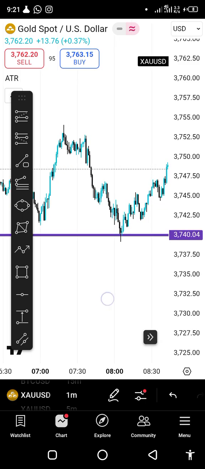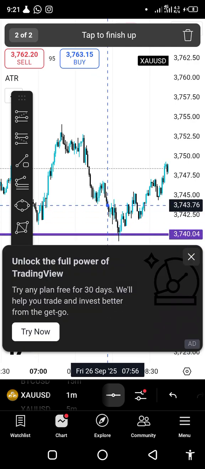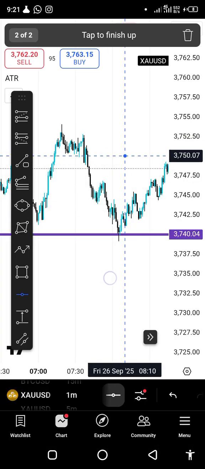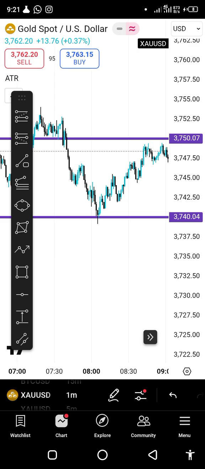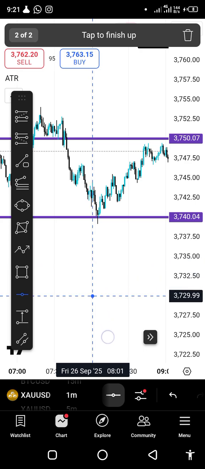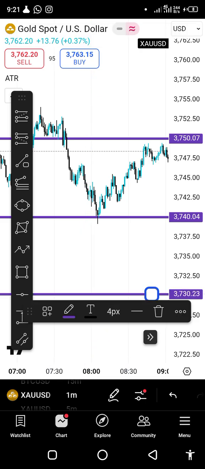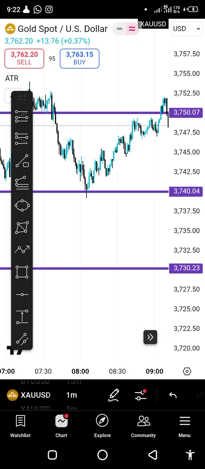So that is one. Then the one up will be 100 pips above, that is 0.50. 0.50, that is this one. Then the one down is going to be 30, and something around it. So that is how to draw it.